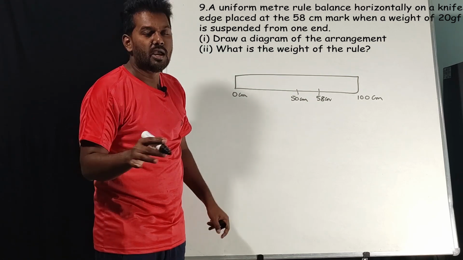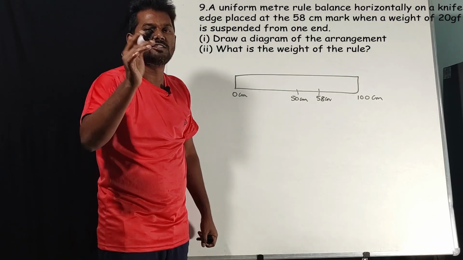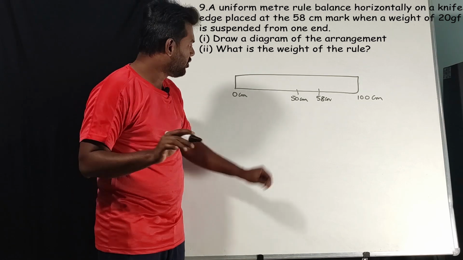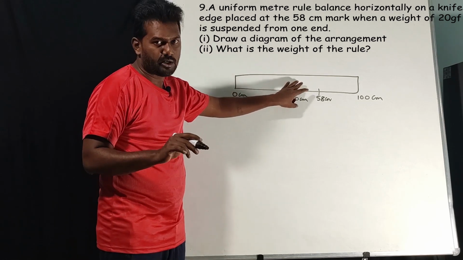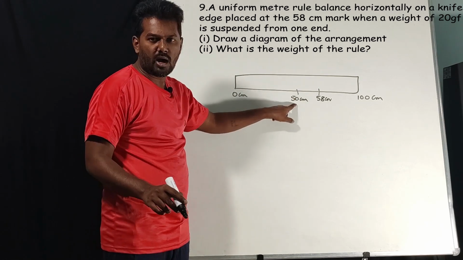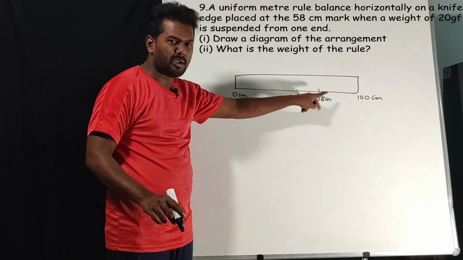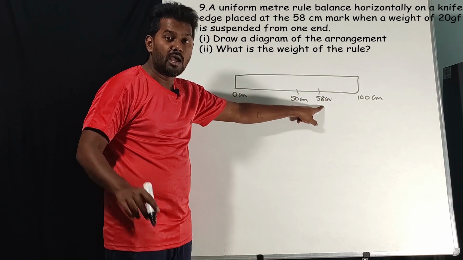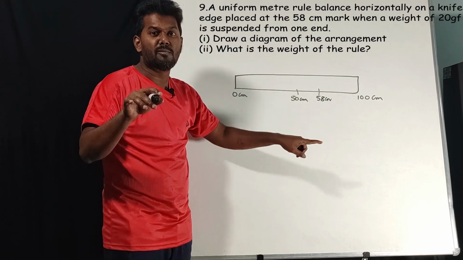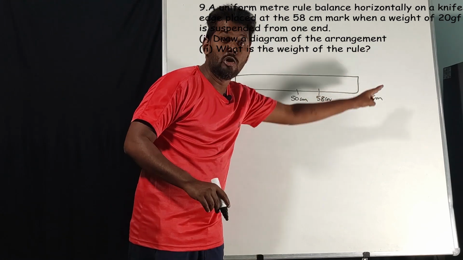That is important. If it is not mentioned, if it is just mentioned meter rule, then you don't have to mark this 50 centimeter. Uniform meter rule means you have to mark 50 centimeter. Now they are keeping a knife at 58 centimeter. Even though the knife is kept here, it will balance. Why? Because we have a load.